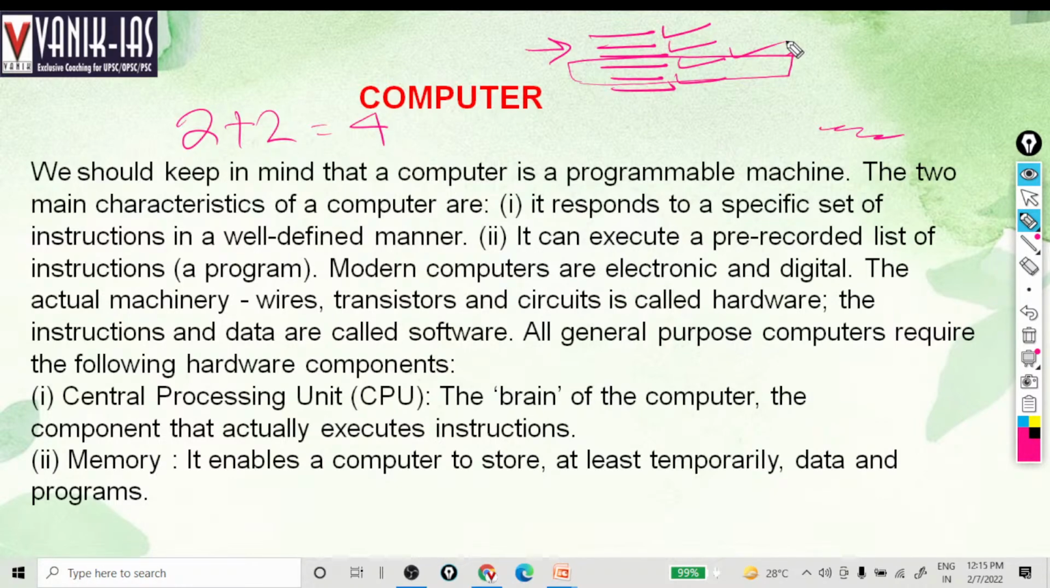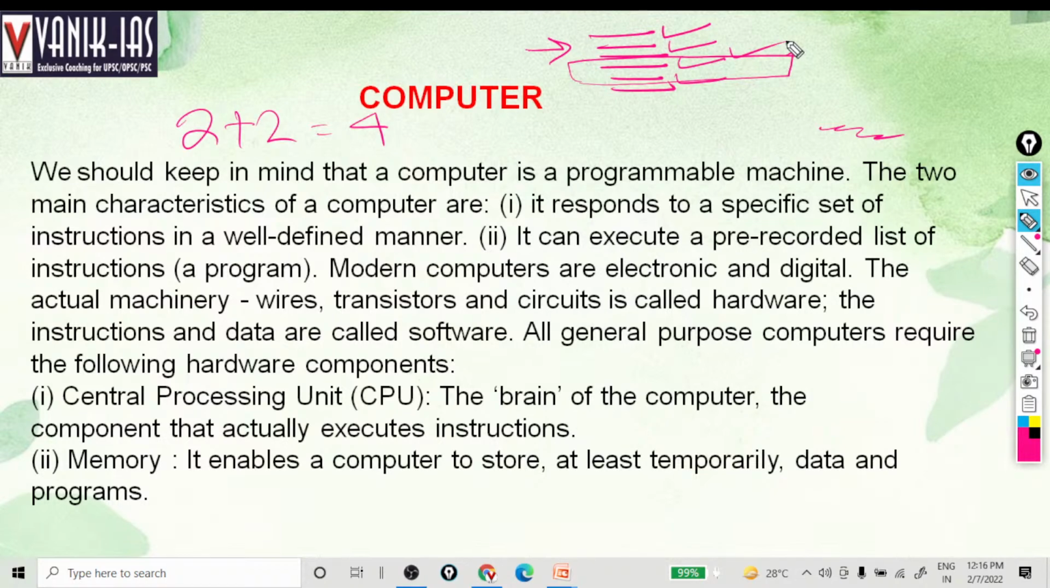Second is memory. It enables a computer to store, at least temporarily, data and programs. Yes, we have to store a lot of information. It may be a website, a media file, some photos, some videos, or some passwords. Right? There are different types of memory. We will study primary memory, secondary memory, and cache memory in detail.